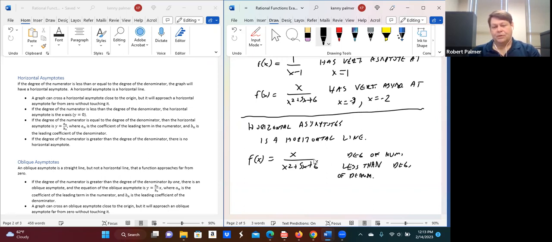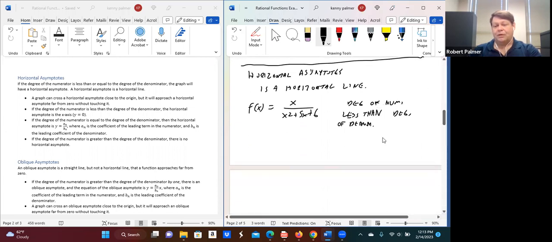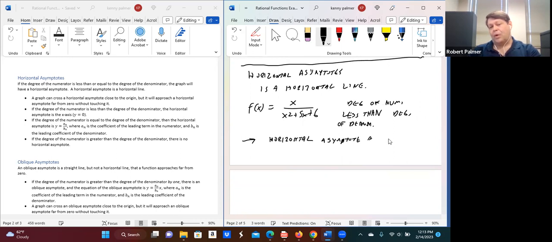So the degree of the numerator here is 1. That's the highest power of x in the numerator. The degree of the denominator is 2. That's the highest power of x in the denominator. So in that case, this implies a horizontal asymptote at y equals 0, which is the x-axis.